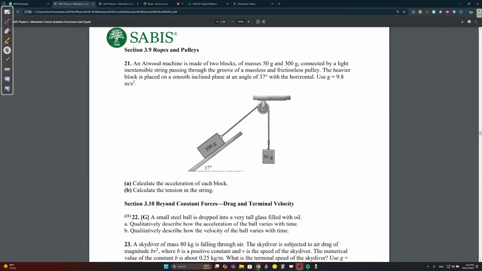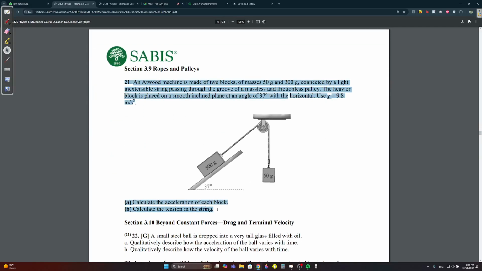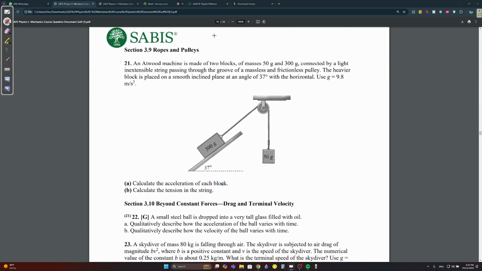Okay, this is section 3.9, chapter 3, mechanics. I forgot to record this question. I'm just going to solve it now because I think it's very important.